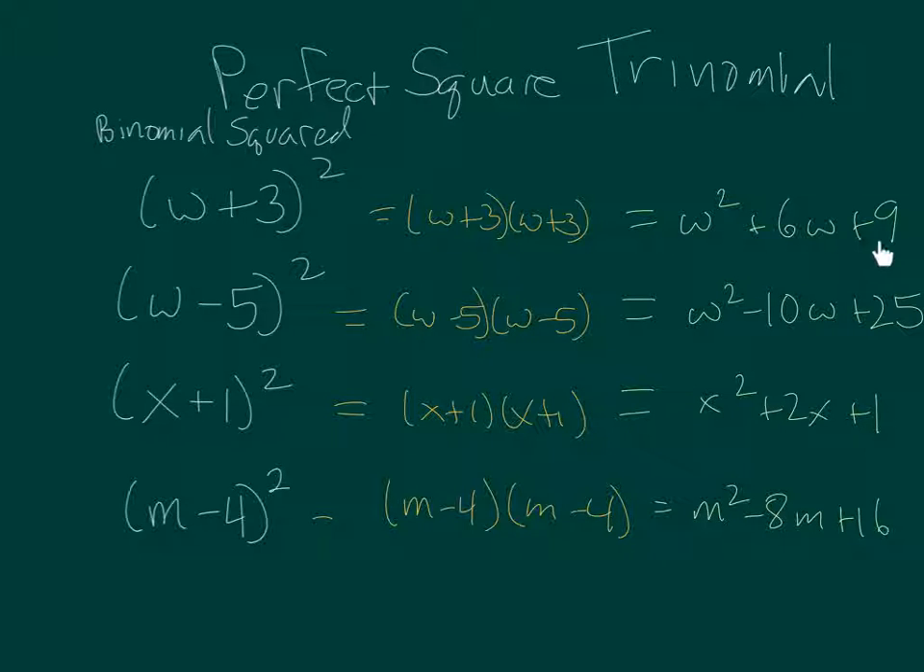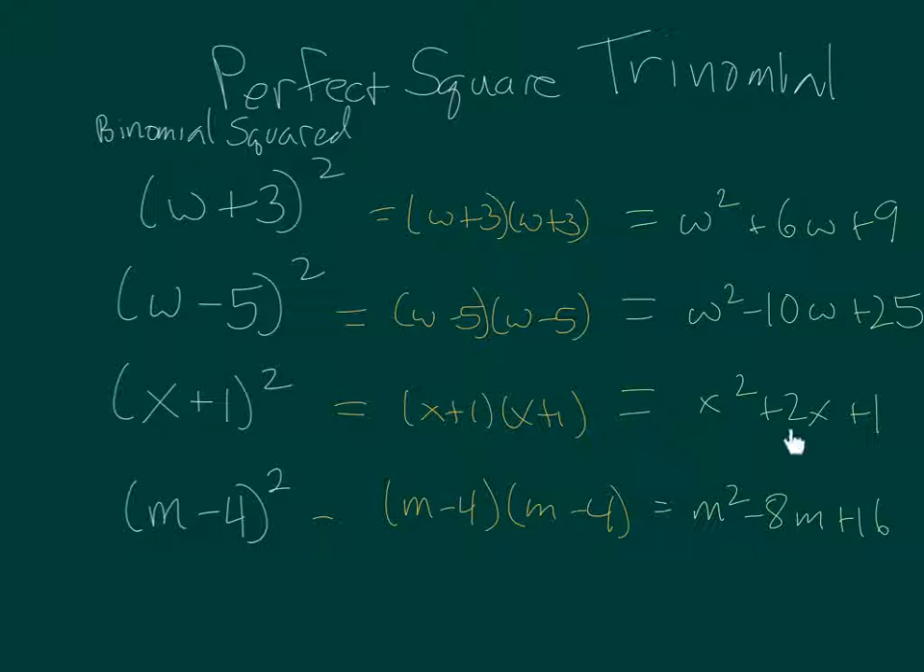When you have a perfect square trinomial with the lead coefficient of 1, it's always the case that half of this number squared is this number here. Half of 6 is 3. If I square 3, I get 9. If I take half of this number and square it, I get this number over here. Half of 10 is 5. 5 squared is 25.